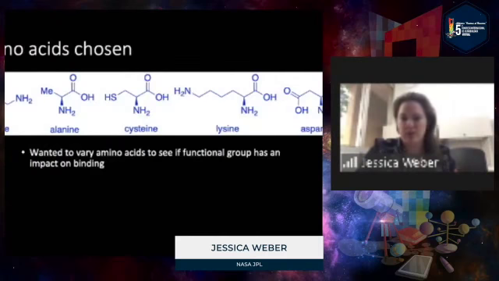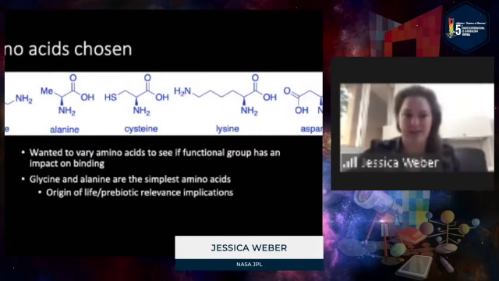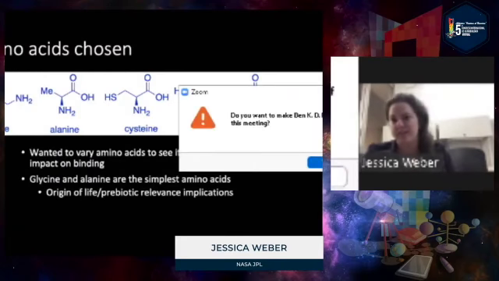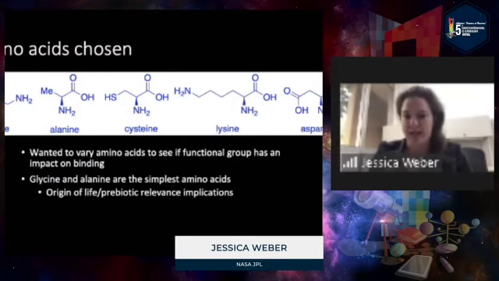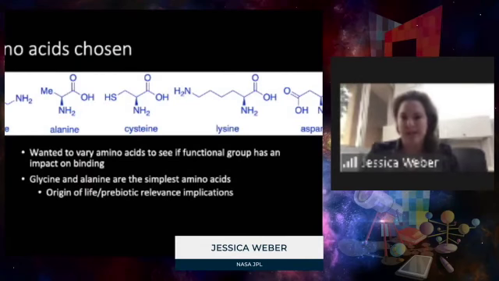In order to explore this, we chose 5 amino acids. We wanted to really vary the functional group on the amino acids. So all amino acids have an amine and a carboxylic acid, but we wanted to make sure the side chain was different between the amino acids. So we chose glycine and alanine. These are the simplest amino acids, and they're very often used in prebiotic chemistry and origin of life research.